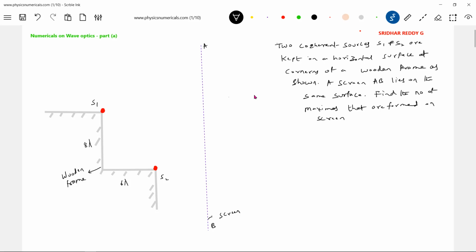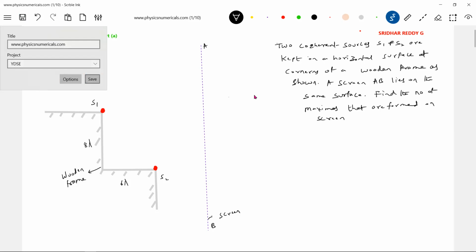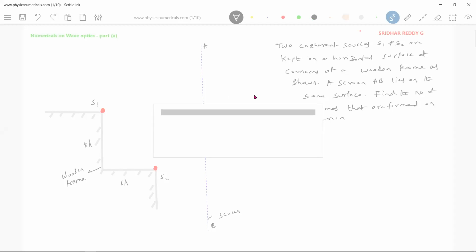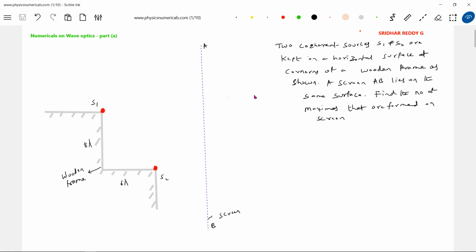Okay, now we'll begin with this. I picked up a few numericals, small objective-based numericals. Let's read this one. Two coherent sources S1 and S2 are kept on a horizontal surface at corners of a wooden frame as shown. A screen AB lies on the same surface. Find the number of maxima that are formed on the screen.